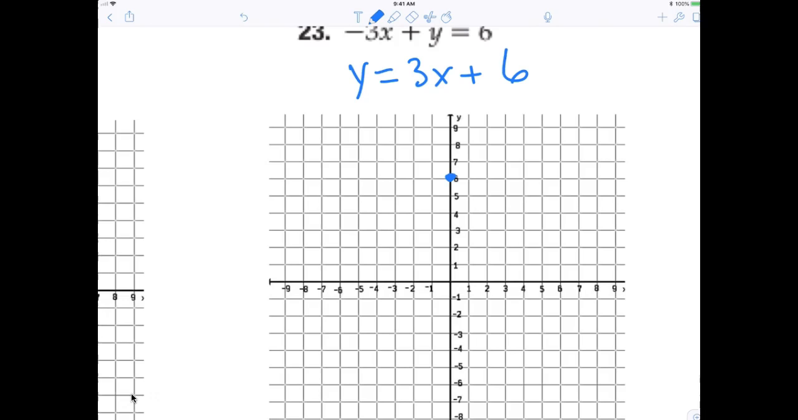Now what? And then you would go over 3 and up 1. Well, it's not technically wrong, but remember the slope is 3 over 1. So you would go up 3 first, and then over 1. Okay. Not that it was wrong. So up 3 over 1. You with me? Yes. All right.